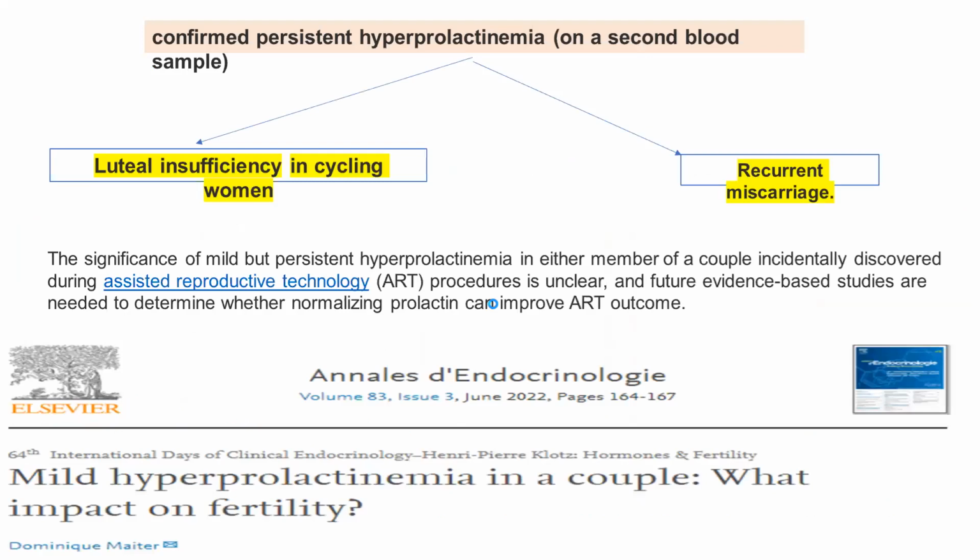And some studies suggested that persistent hyperprolactinemia, particularly if confirmed by two samples, may lead to luteal insufficiency in cycling women or recurrent miscarriage. And actually, this suggestion during ART is not highly confirmed in some studies, and the impact of the hyperprolactinemia is unclear, and future evidence-based studies are needed to determine whether normalizing prolactin can improve ART or not, and this is a recent publication.